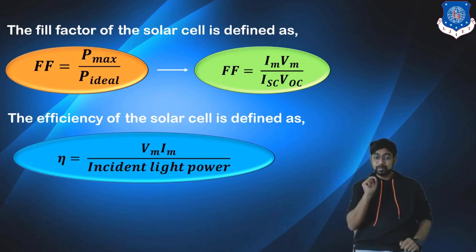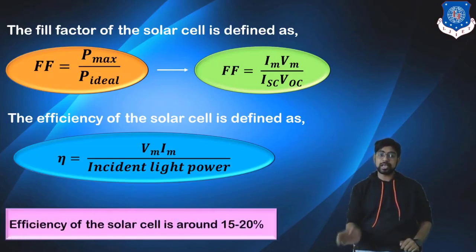That is always output upon input. What is the input? Input is nothing but the incident light power, and what is the output generated? Not the ideal one, but the actual value, that is Vm into Im. Okay. So the efficiency of the solar cell usually is between 15 to 20%.